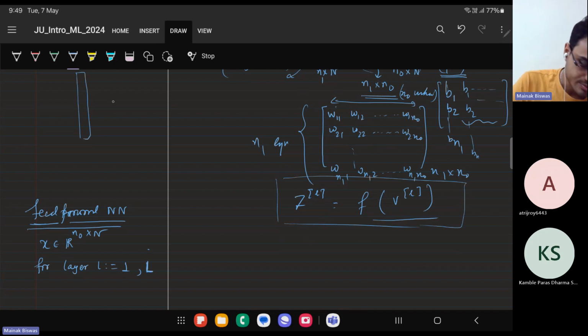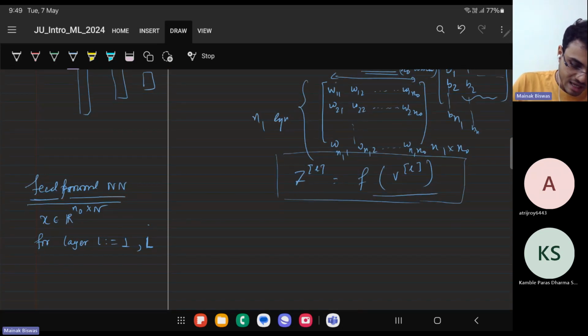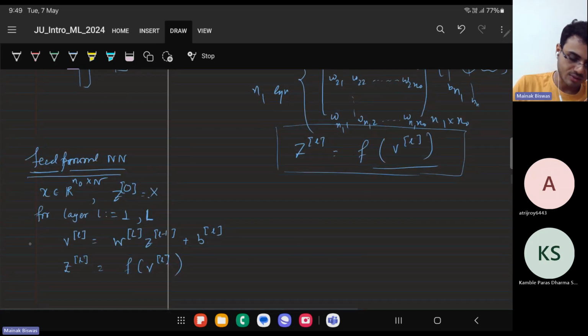So you have L layers. What will you do? You will do VL equals WL into ZL minus 1 plus BL, and I will set Z0 to be equal to X. Yes or no? And you will do ZL to be a function of VL, only VL. And this will continue until you have the output layer.